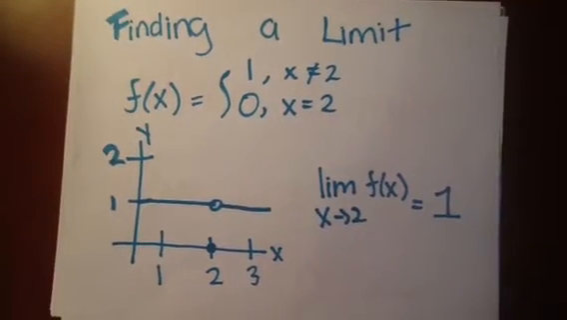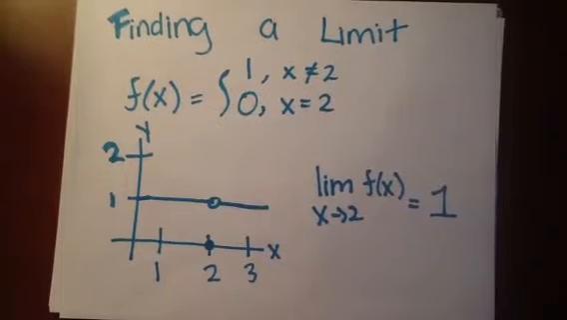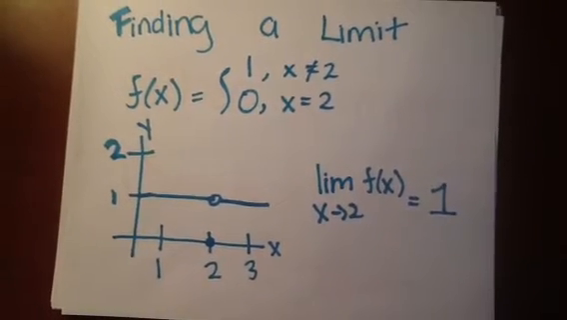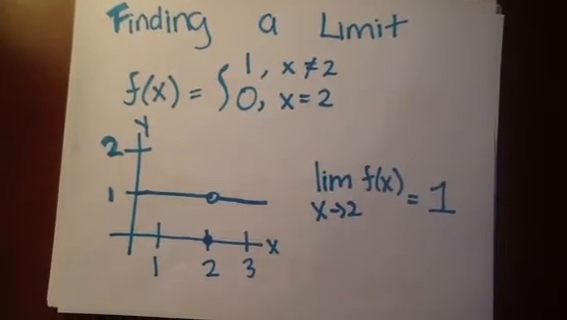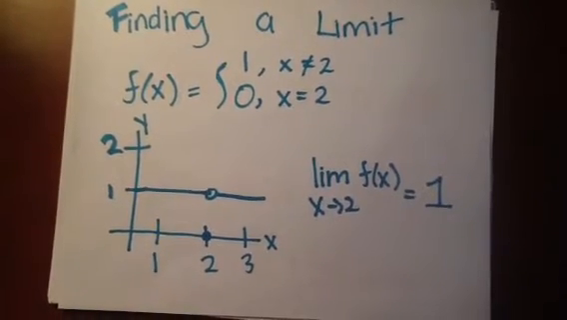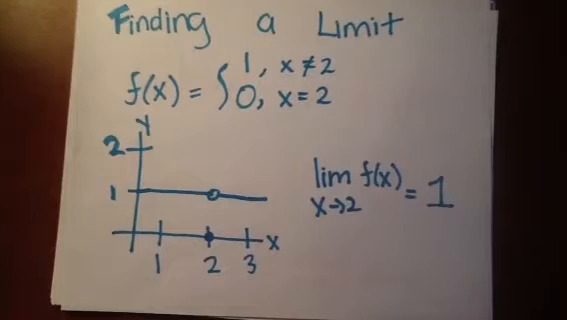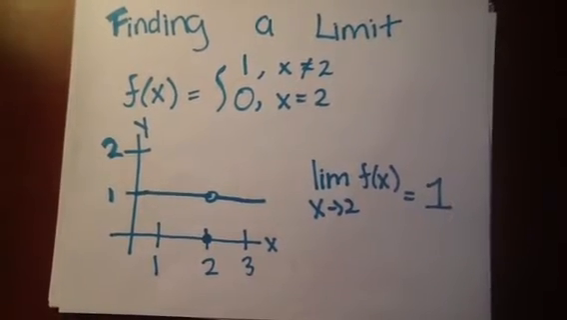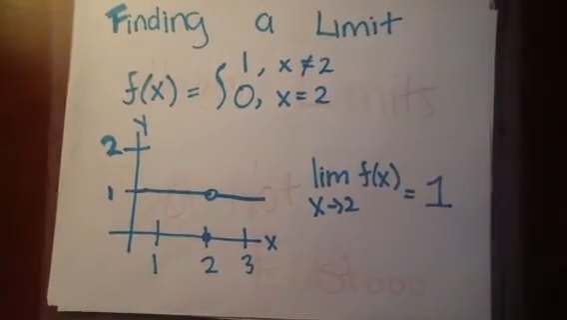The fact that f of 2 equals 0 has no bearing on the existence or value of the limit as x approaches 2. For instance, if the function were defined as f of x equals 1 at x does not equal 2, and 2 at x equals 2, the limit would be the same.